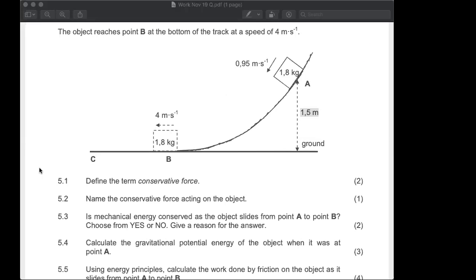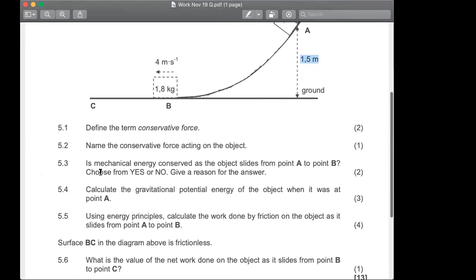Now, the next question, quite interestingly, is use energy principles. Calculate the work done by friction on the object as it slides from A to point B. Now, I'm going to give you a few minutes. Mani, can you please redo 5.3?